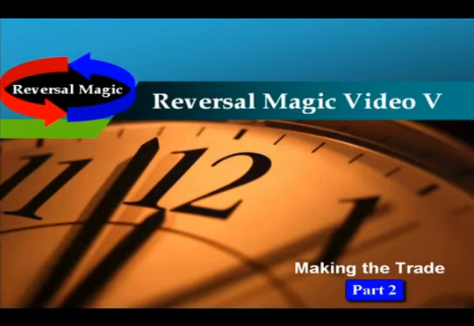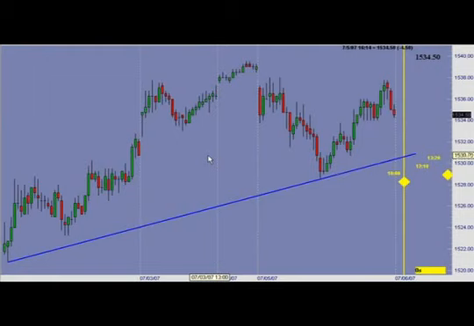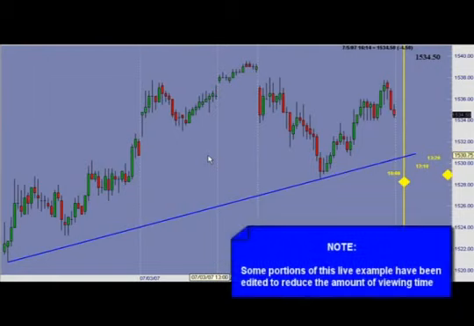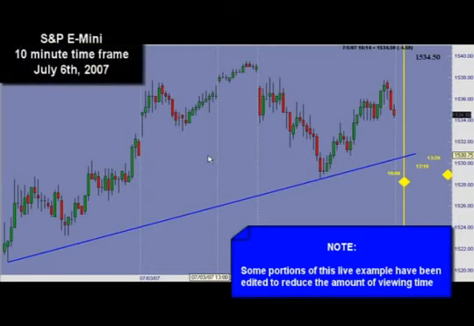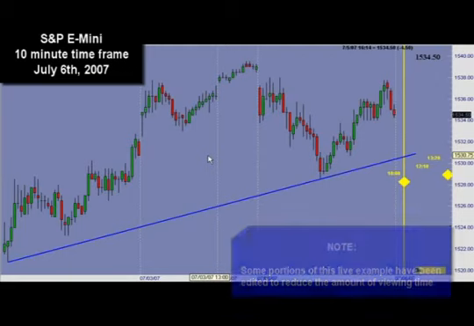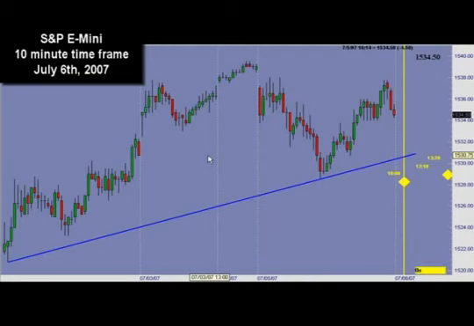Reversal Magic training video number 5. Making the trade. Now that we've learned about Reversal Magic, let's see how we would actually use it to trade the market. We're going to look at the S&P E-mini, and today we're going to be looking at July 6, 2007, and how we would trade as the market develops.